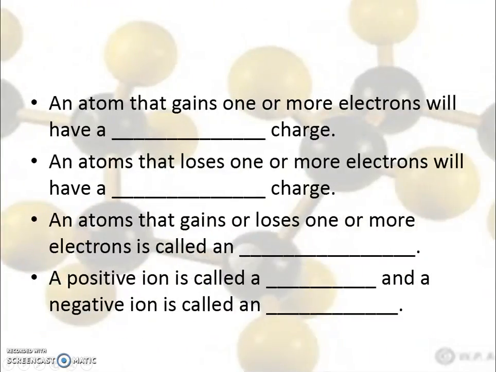Let's get into this bonding stuff. An atom that gains 1 or more electrons will have a negative charge. That's important because it's gaining negative particles. And an atom that loses 1 or more electrons will have a positive charge. This is all review. An atom that gains or loses 1 or more electrons is called an ion. A positive ion is called a cation. If you don't remember, it's when Ms. Ruark said cats have paws and they're positively perfect. Yes, now you remember. And a negative ion is called an anion.